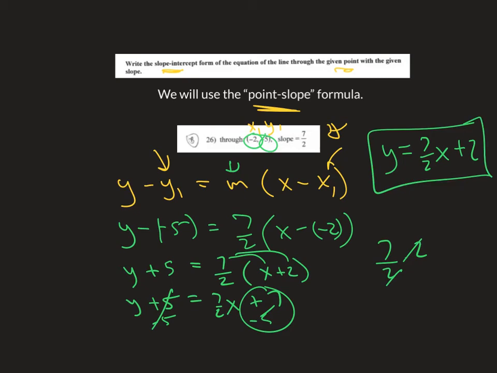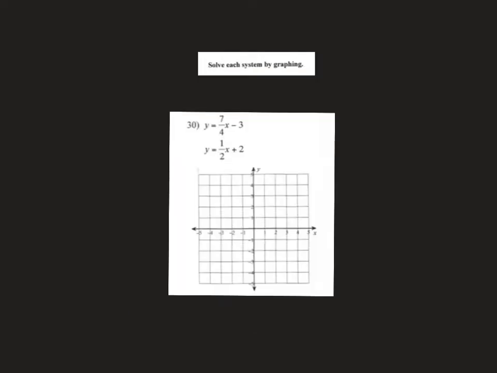If you went into Desmos and you entered this equation and you created a table of values, you should notice that negative 2, negative 5 is one of the values on that line, thus verifying that we are correct. We're cruising into the last few problems of the packet. Very good. Solve each system by graphing.